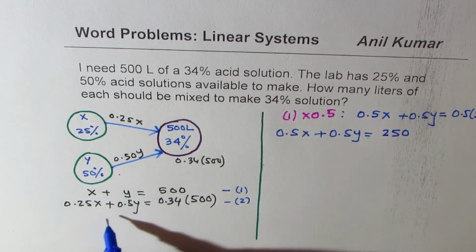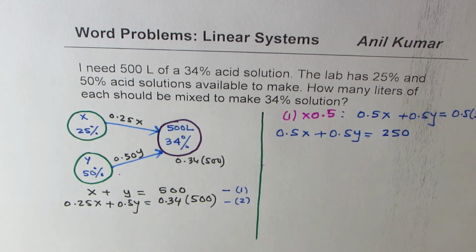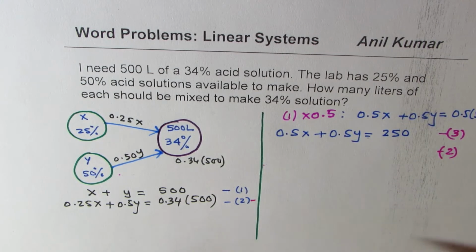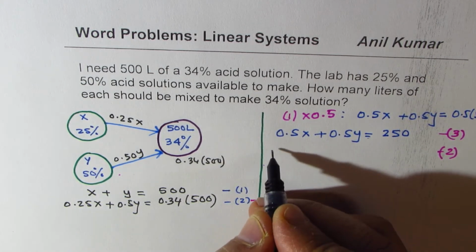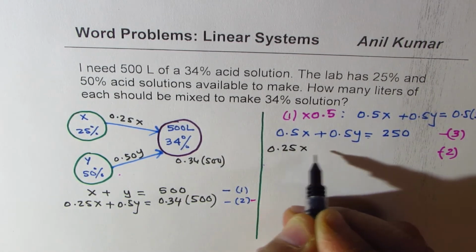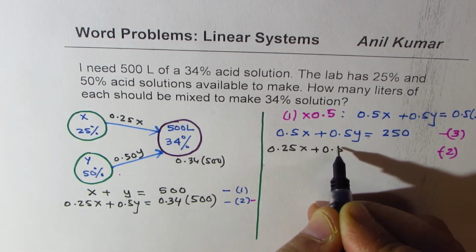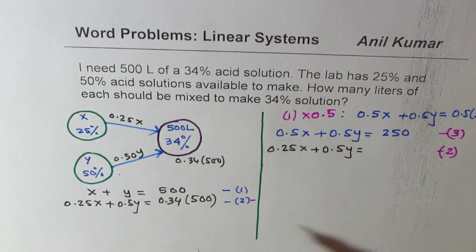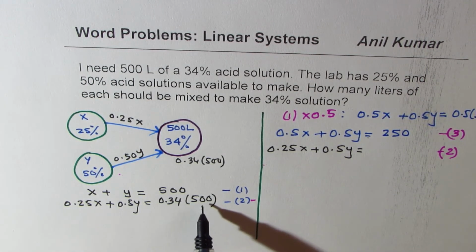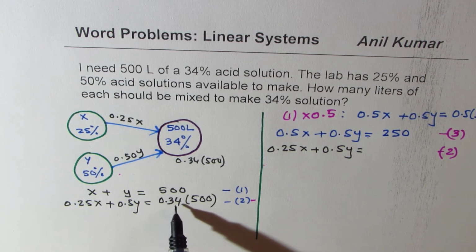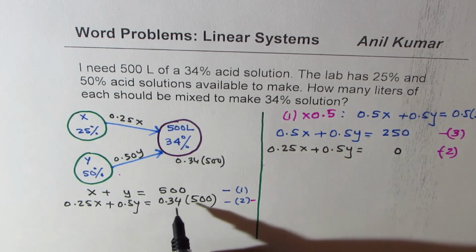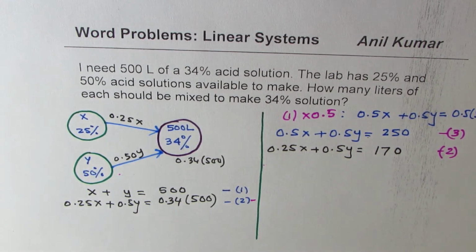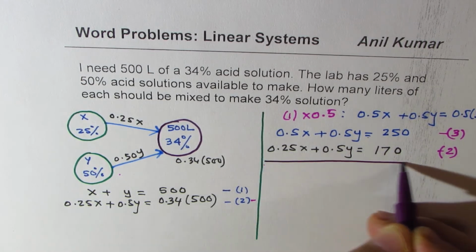And here I have the second equation. Let's call this equation number 3. I am rewriting equation 2. We have 0.25x plus 0.5y equals, now we have to multiply this 34 by 5, right? Two decimals can be moved out to get 34. 5 times 4 is 20. 5 times 3 is 15, and 2 is 17. We get 170, correct?